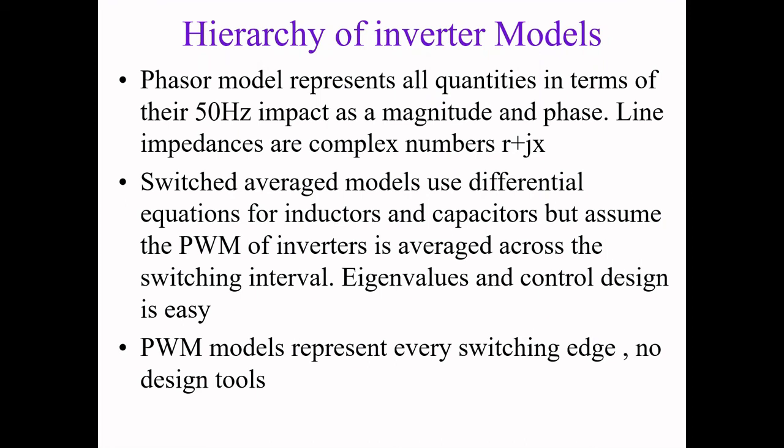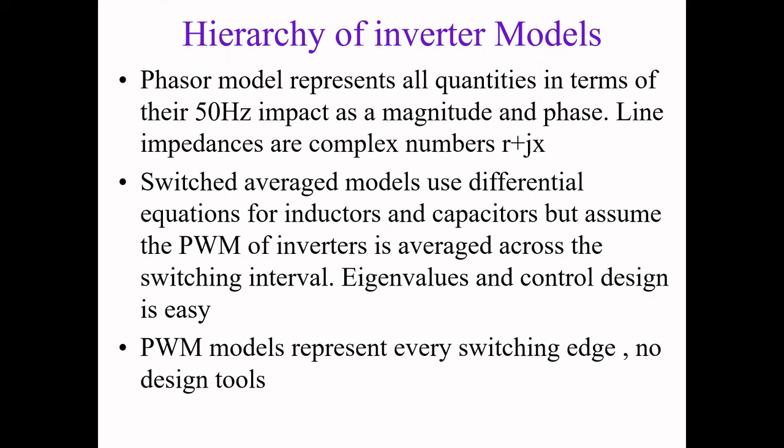The first one represents the inverter just as a phasor. It's only talking about their 50 Hertz impact as magnitude and phase. All line impedances are complex numbers. So that's a very simple way to understand the world. It gives you a certain comprehension of how things work.